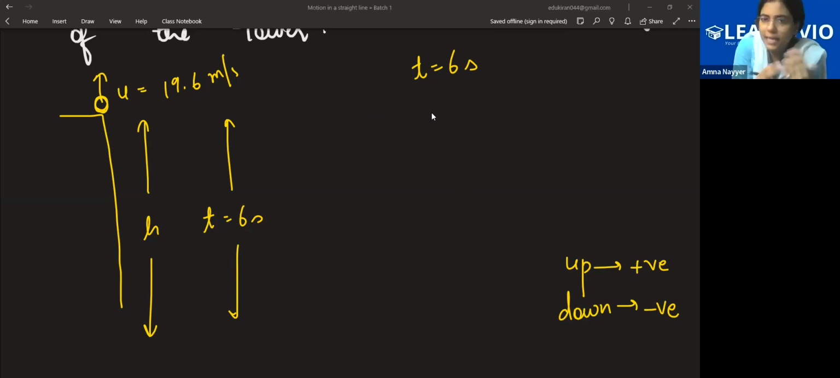So upwards will be taken as positive, downwards will be taken as negative. This is my sign convention. Whatever answer I get, plus or minus, that would be according to my sign convention. So you can vary the sign convention.